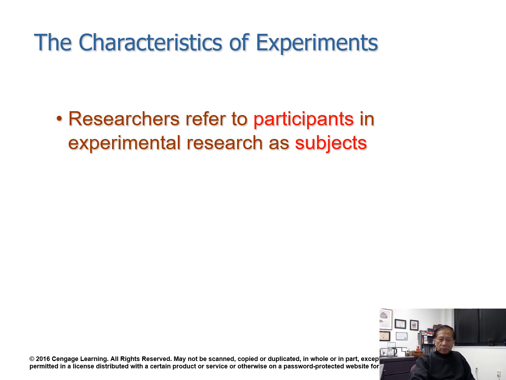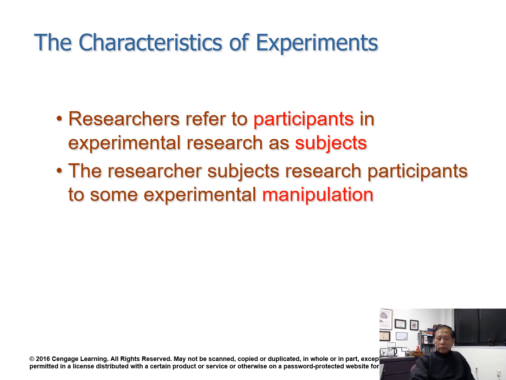Characteristics of experiments. We often refer to participants in the experimental research as subjects, the human subjects, the participants. Okay? Researchers subject the research participants to some experimental manipulation. In the example I just gave you, we manipulate the color of the room, right, to have the participants expressing their shopping behavior in different colors of rooms. Okay?